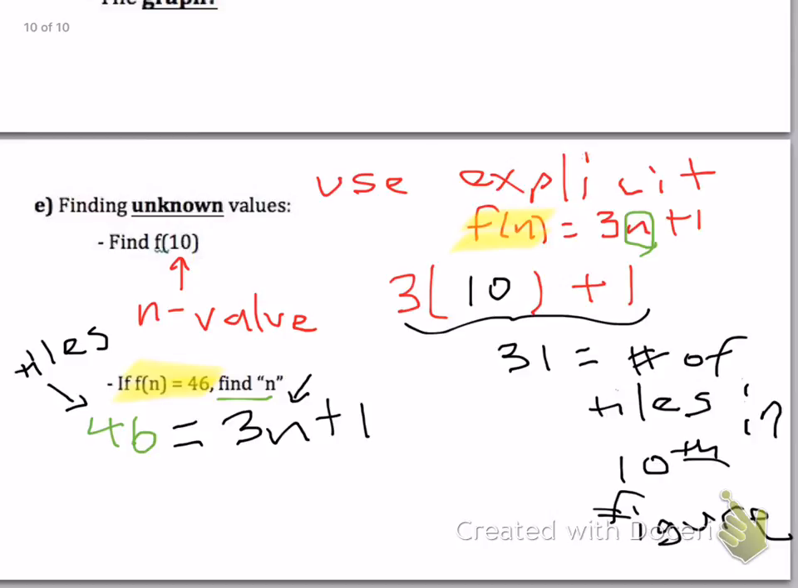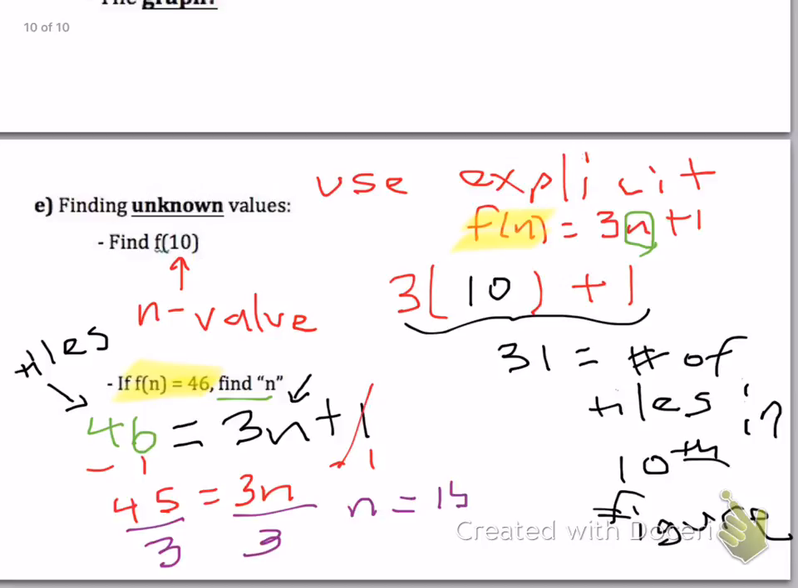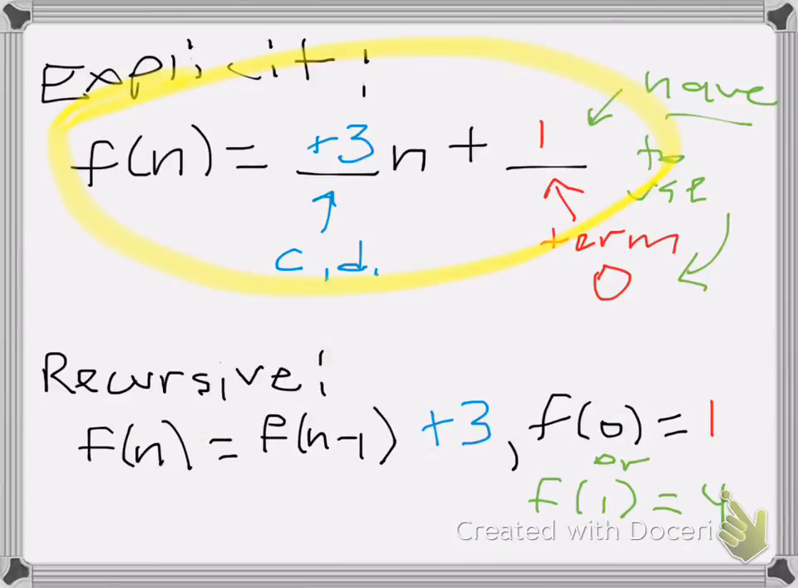So follow your usual solving steps to figure out what x is, only in this case it's an n, so minus 1. I get 45 equals 3n, because this canceled. And then I'm going to divide by 3, and I have n equals 15. So the 15th term would have 46 tiles in it. Double check, make sure that that's everything. It looks like we're all set.